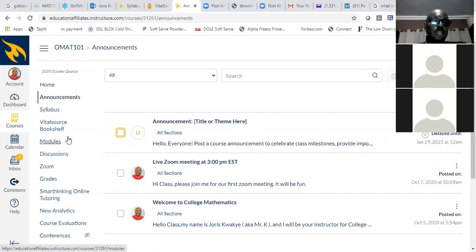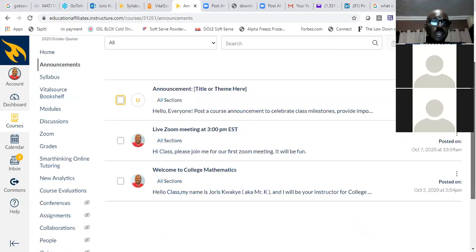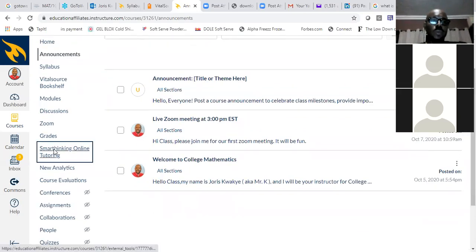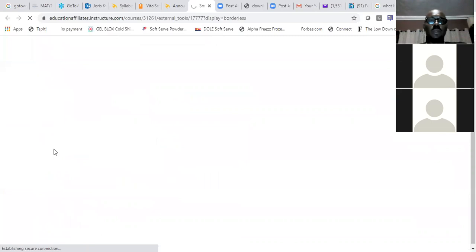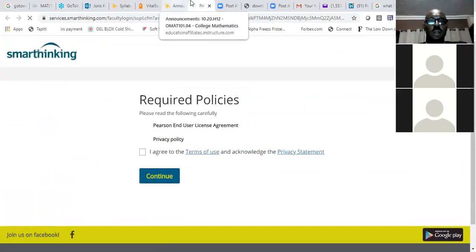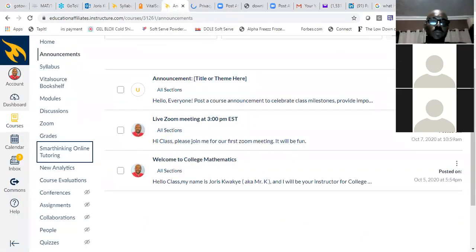And then the other thing, we already know what Zoom is, because we're in the Zoom room. You know how to check your grades. We have some free tutoring here. You don't get that many hours, so make sure you use your tutoring hours judiciously. Let's see what else. Yeah, that's pretty much it.